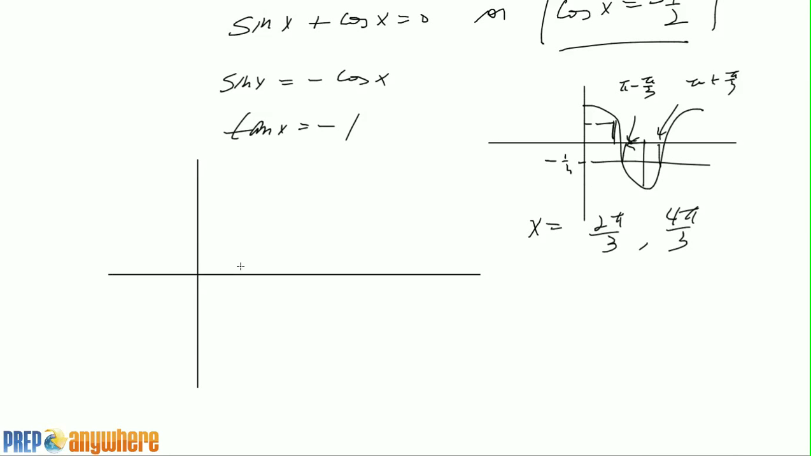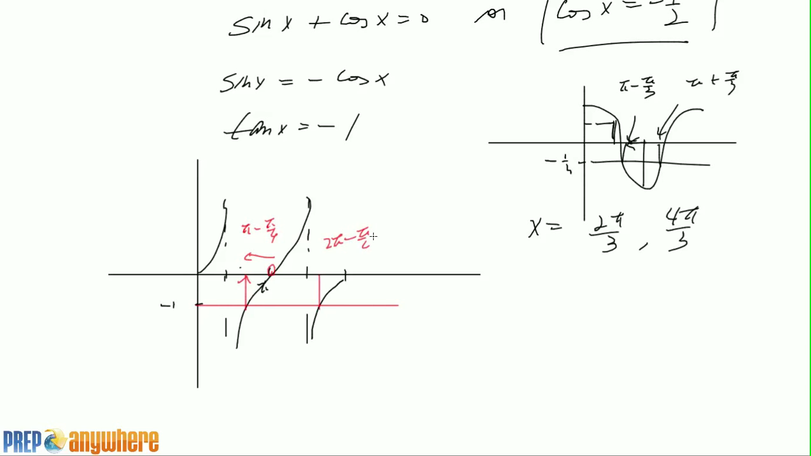Okay, so pi, 2 pi. So it looks like this. Let's see what the answers are then. There's going to be 2 answers. Here's negative 1. So that right there is going to be pi minus pi over 4. This is going to be 2 pi minus pi over 4. So from here, the x values are 3 pi over 4 and 7 pi over 4. 4 answers.